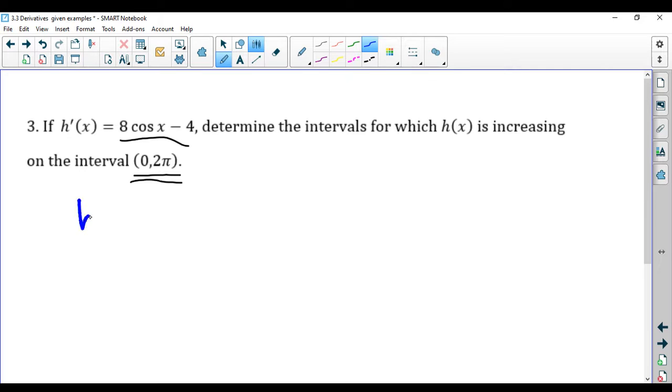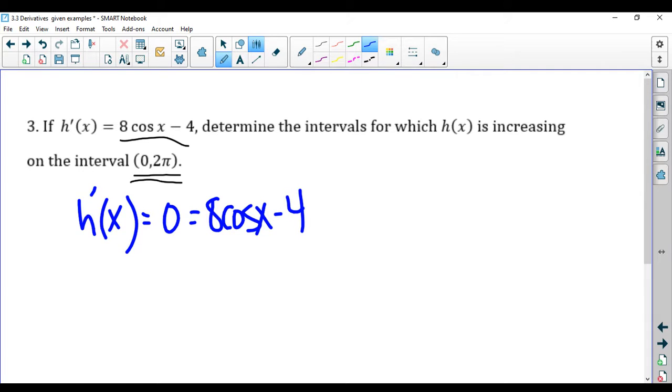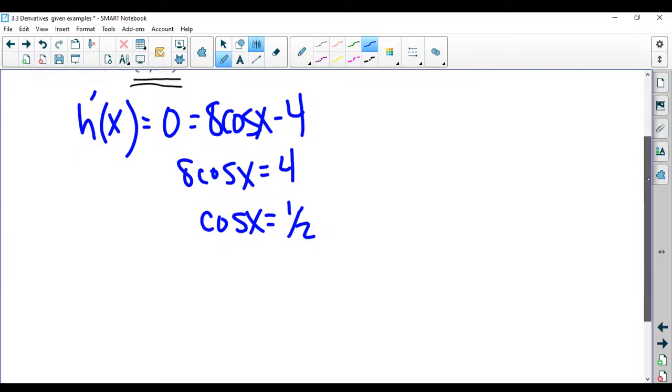First, find the critical numbers. That's where the derivative is equal to 0. So we're going to solve this equation. 8 cosine of x is equal to 4. So cosine of x is equal to 4 over 8, or 1/2. So that's where the critical numbers occur.